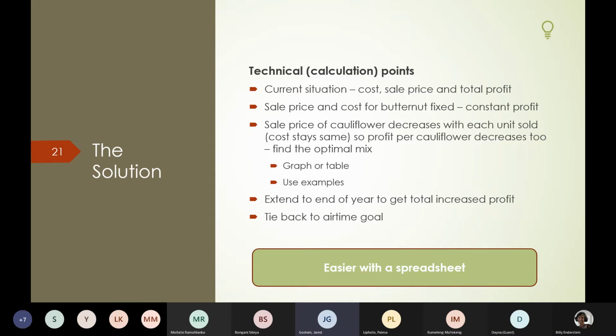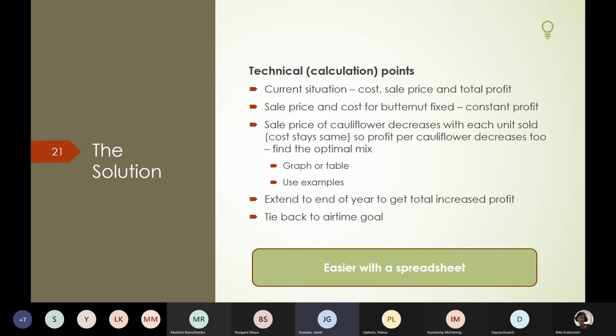You would then also just introduce the fact that the sale price and the cost price of the butternut is fixed. So this was a critical point in the whole paper, and it found its way in a couple of areas where they spoke about the fact that it's fixed. The sale price and the cost price were fixed for the butternut, which means you have a constant profit.